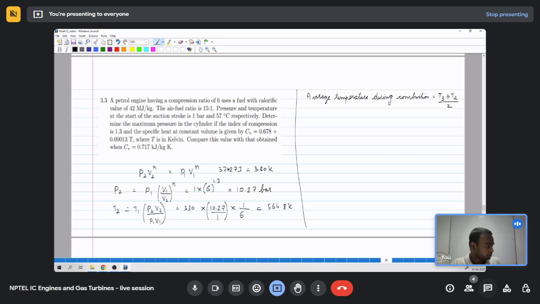This we don't know because one temperature T2 is known but T3 is not known. What is the hint for T3 is the air-fuel ratio and this calorific value is given. So we can write CV mean is equal to 0.678 plus 0.00013 into T3 plus T2 by 2.